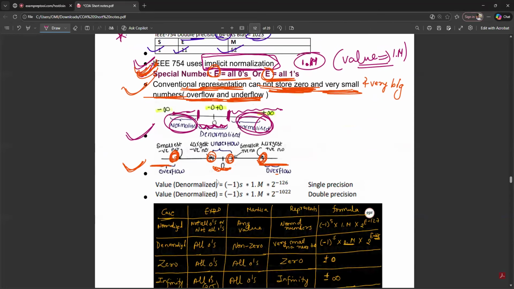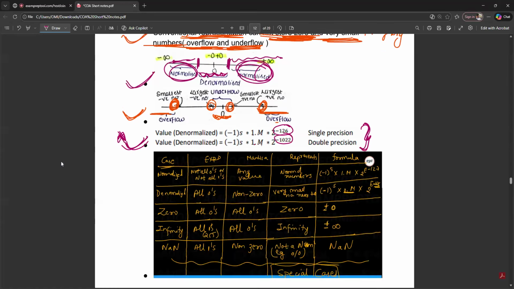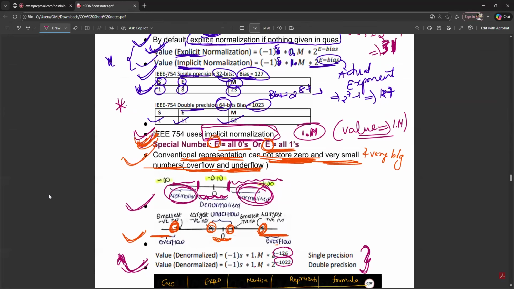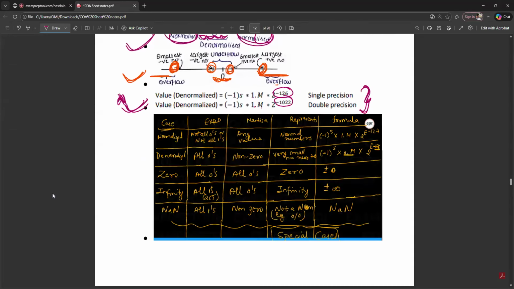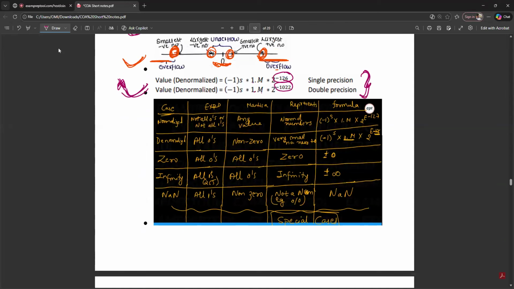Okay, so for denormalized numbers, these are the formulas here. It is 0.m, where the exponent is fixed: minus 126 for single precision and minus 1022 for double precision. So this is fixed. Please remember it. You don't have to understand anything here; you have to remember all these things.